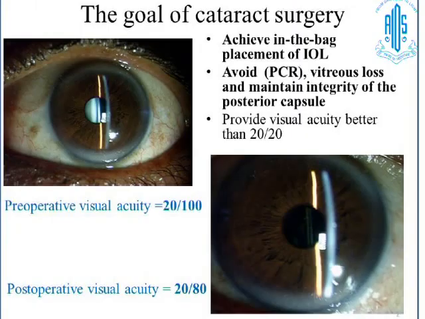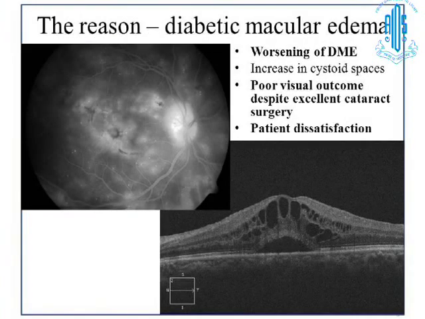What is the goal of cataract surgery in these patients? It is to achieve in-the-bag fixation of the IOL and to avoid posterior capsular rupture. The reason is that there is worsening of diabetic macular edema. There is poor visual outcome despite excellent cataract surgery, and patients mostly are dissatisfied.